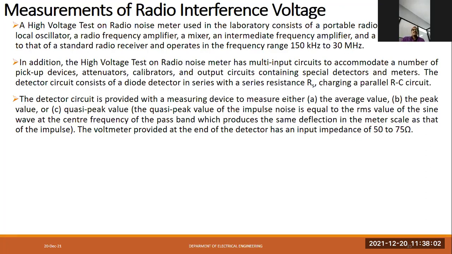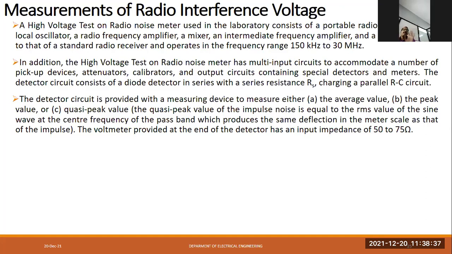For the high voltage test, there is a multiple input circuit accommodating a number of pickup devices. There are attenuators, calibrators, and output circuits containing detectors or some kind of meters. All such detector circuits have a diode detecting circuit. The diodes are always connected in series, so series resistances will charge the RC circuits, or capacitance circuits.